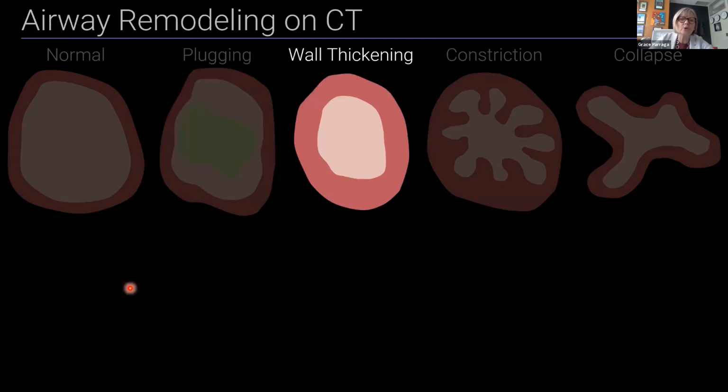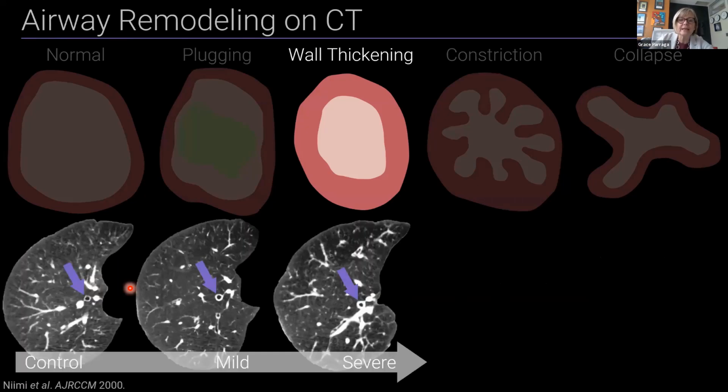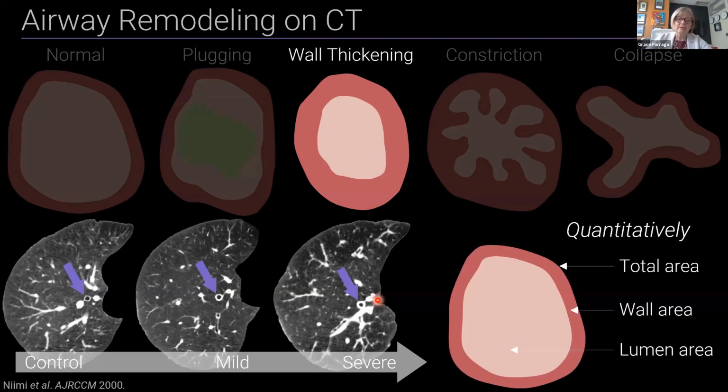I think we're all very comfortable with the concept of airway wall thickening, and you can actually see this in a CT scan, and I note here severe airway wall thickening in this patient. And again, not only can you see this and visualize it, but you can quantify this by measuring the total area of the airway, the wall area, and the lumen area. And you can see in the schematic that the wall area percent of the total airway would be large.